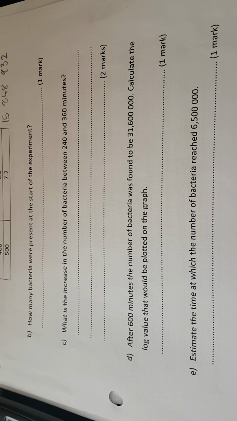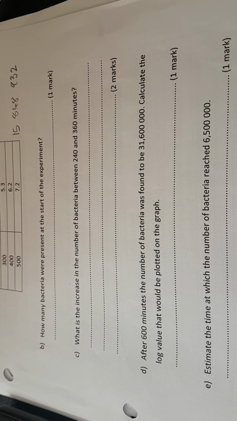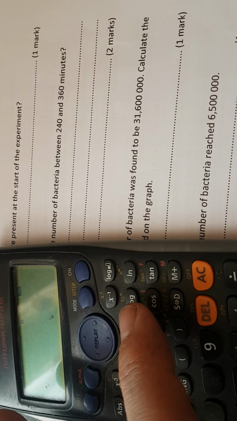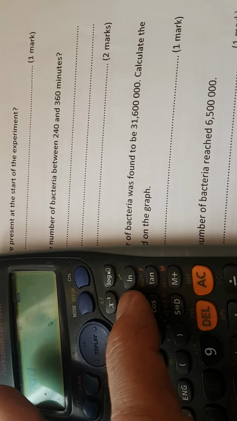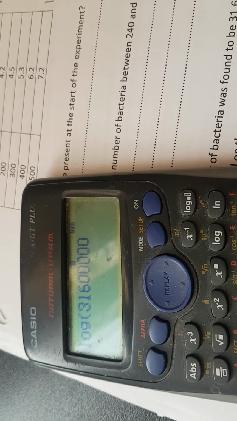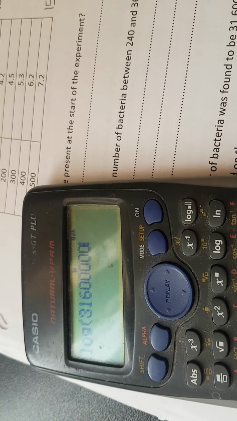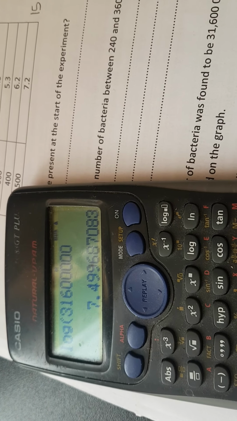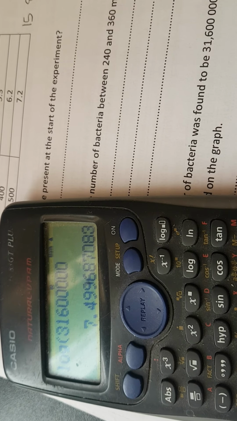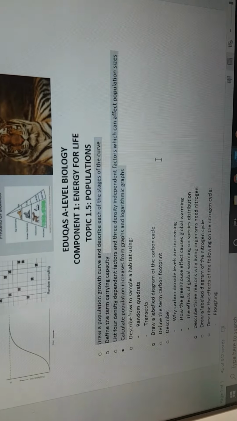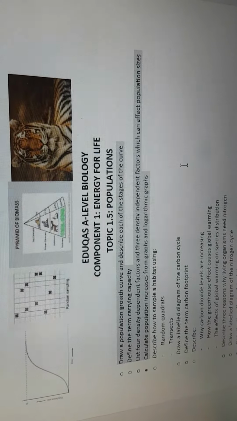Some questions get you to do it the other way around. Questions like this, just don't press Shift, just press log of the relevant number. So I've just typed that into my calculator, and there's your answer, 7.5 basically. Right, that's enough on that. Let's get down to the main business of today's session.